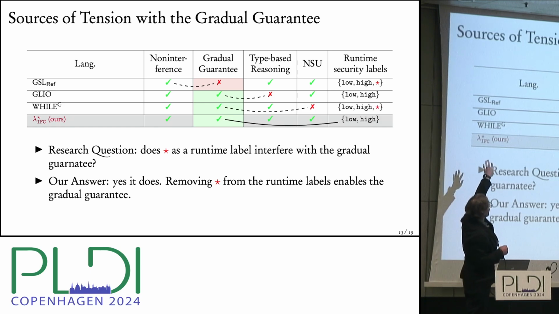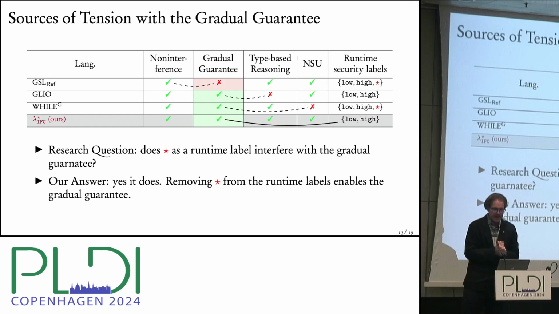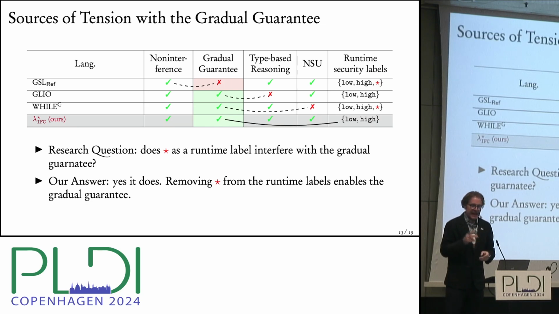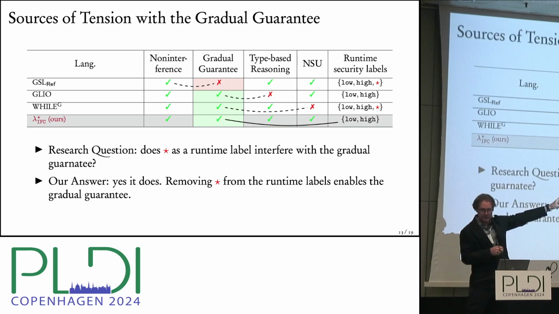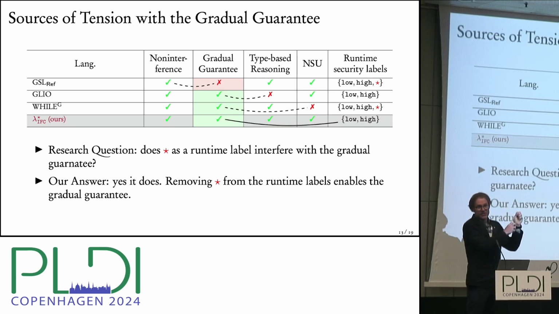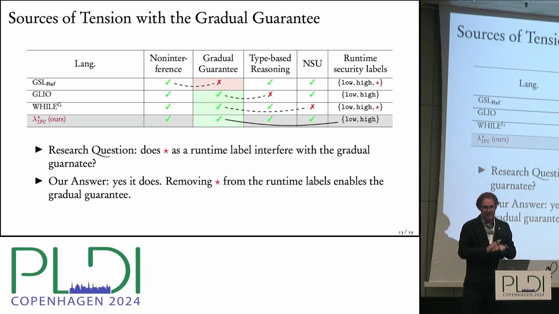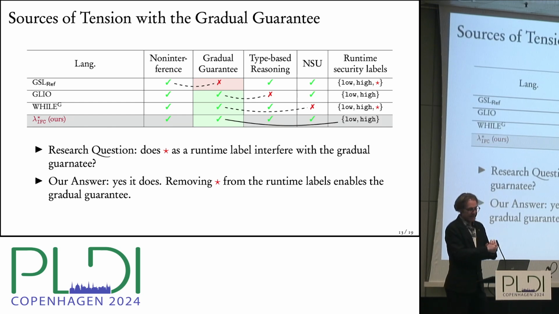Then another paper came out about another system called GLIO. What they did is they changed two aspects of their language. They changed the way casts work so that, let's say you cast a low security value to high security. In GSLRef, that would change the label on the value. But with GLIO, they said, no, if you don't change the label, you let it stay as a low on that value. Then they made that change, then you get the gradual guarantee.